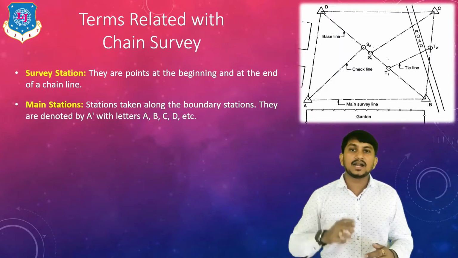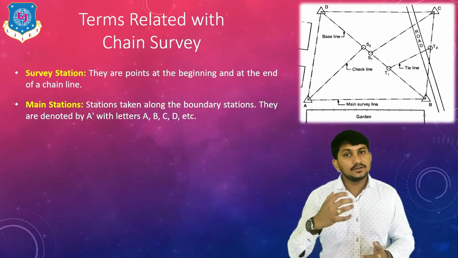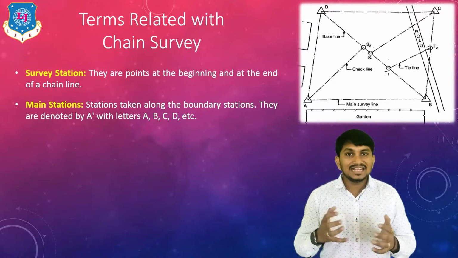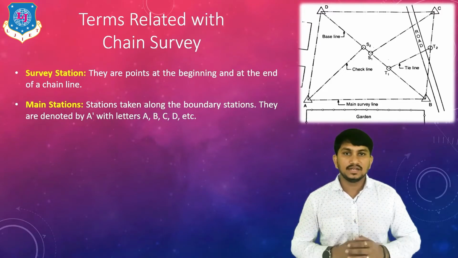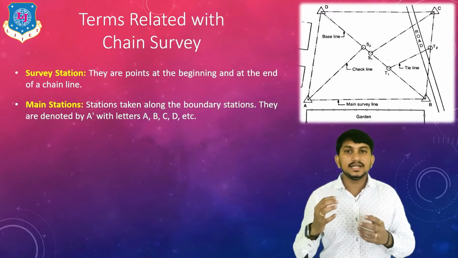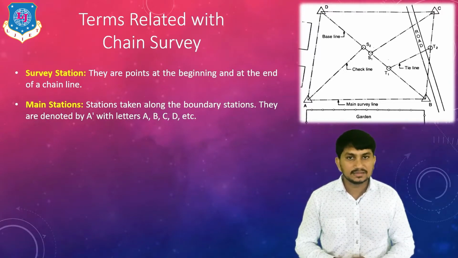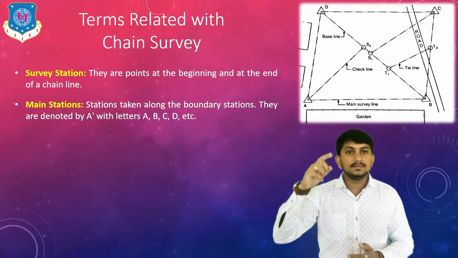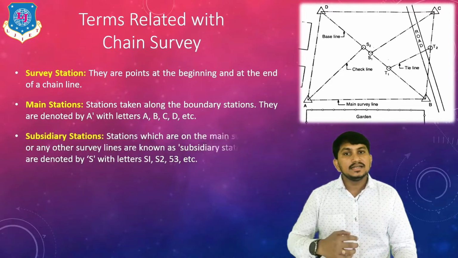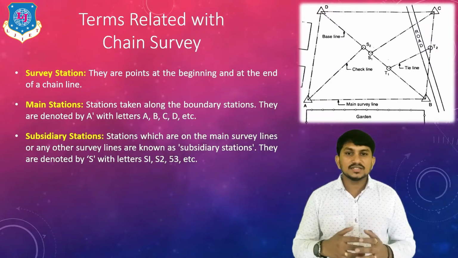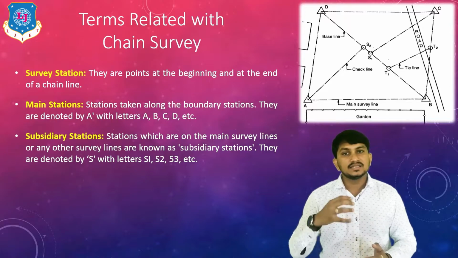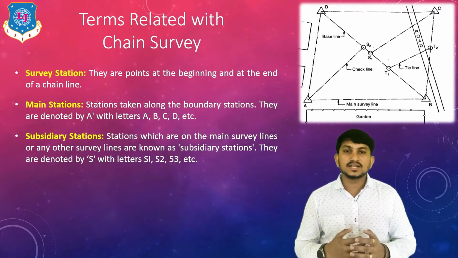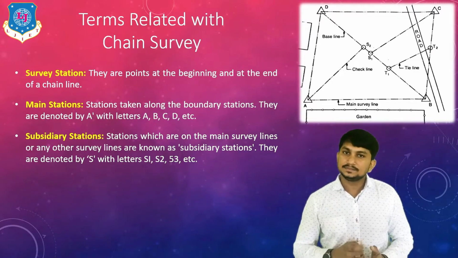Second is main stations, which are along the boundaries. Here A, B, C and D are called main stations, which are denoted by capital letters A, B, C and D. The lines connecting main survey stations are called main survey lines. Here AB, BC, CD, DA and BD are the main survey lines. The longest line is called the base line. Here BD is the base line. Next is subsidiary stations. The stations which are on the main survey lines are called subsidiary stations. Here S1 and S2 are the subsidiary stations. The subsidiary stations are denoted by capital letter S.